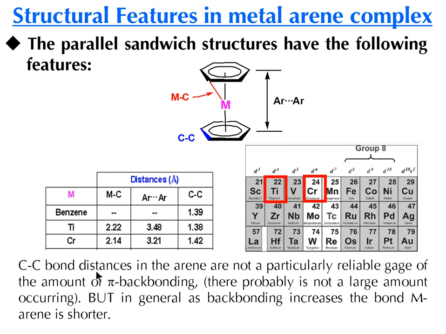Note that experiments proved that we have exceptions in the prediction and the calculation of the amount of the pi back donation in the case of metal arene complexes. But as a general rule, as back bonding from M to arene increases, the M-arene bond is stronger and therefore shorter.